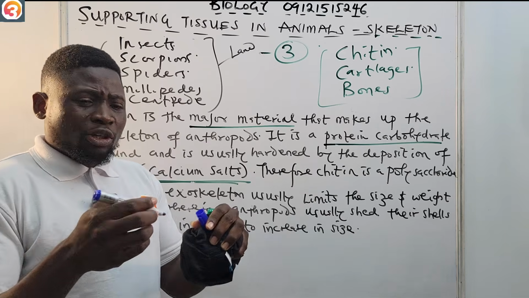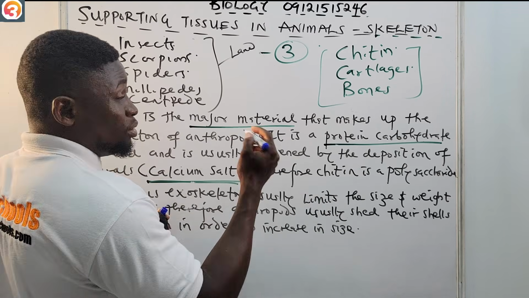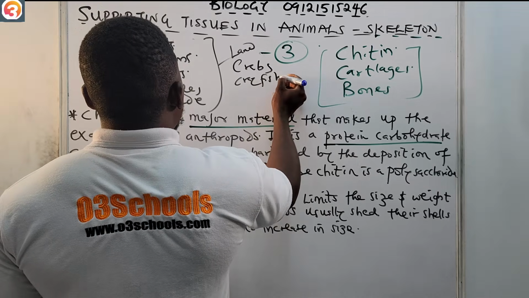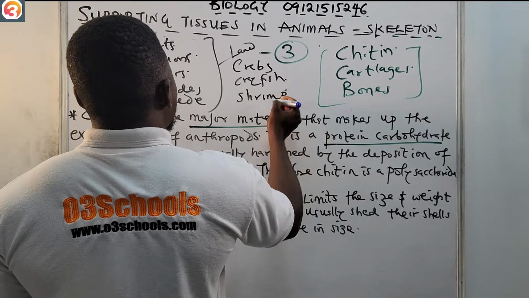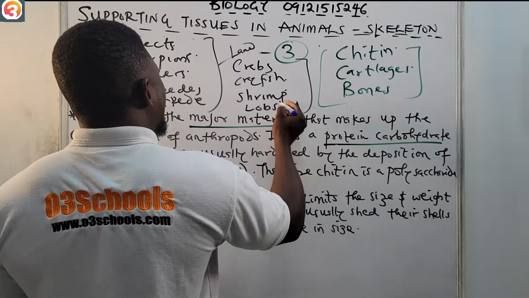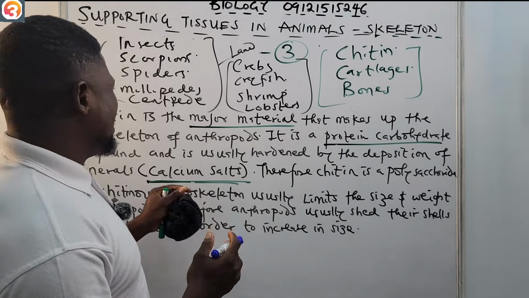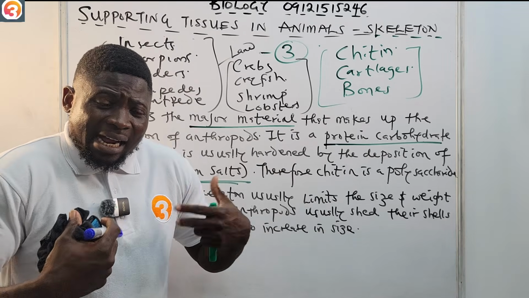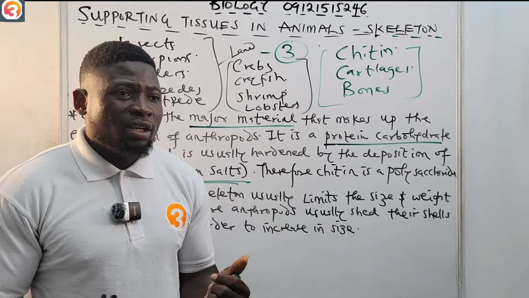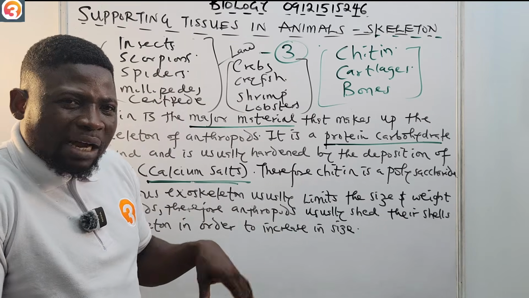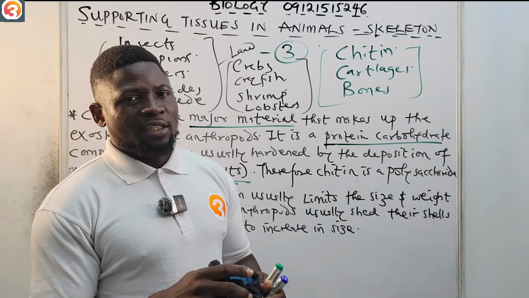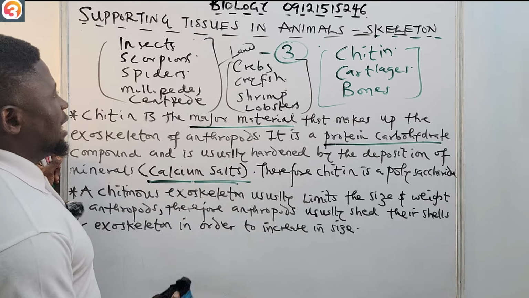Then there are some arthropods that live in the water, like your crabs, your crayfish, your shrimp, even your lobsters. All of these are also arthropods. They possess this chitin, their outer exoskeleton, which is very, very hard. So most arthropods need to shed off that exoskeleton so that they can grow freely and increase in size.